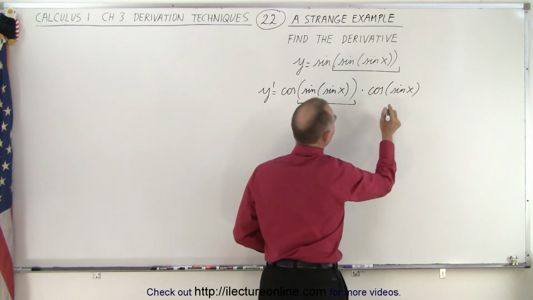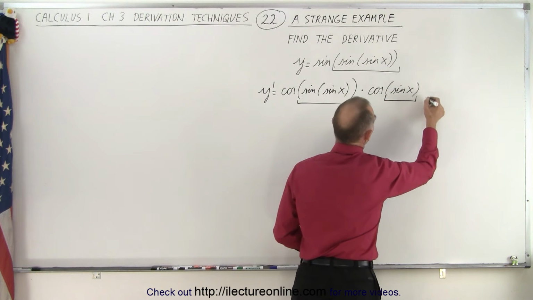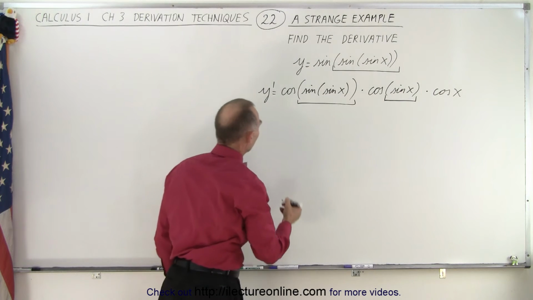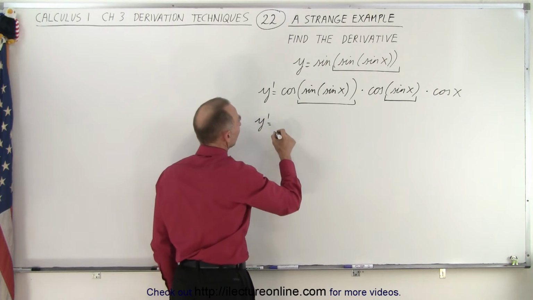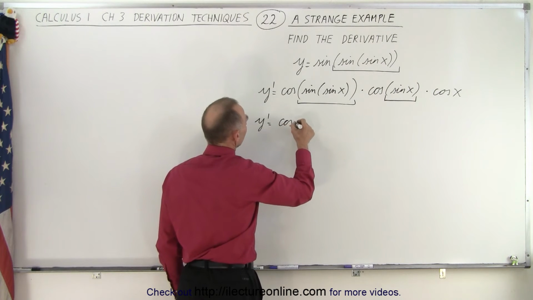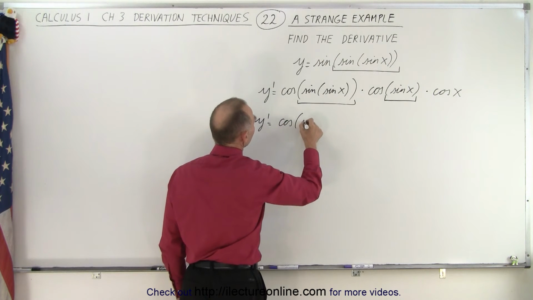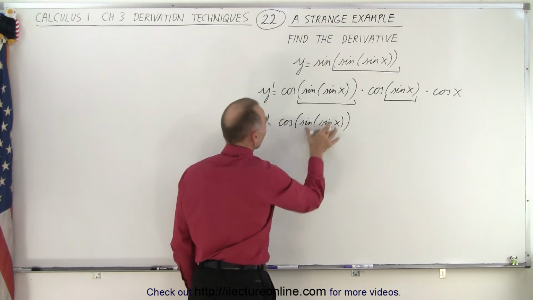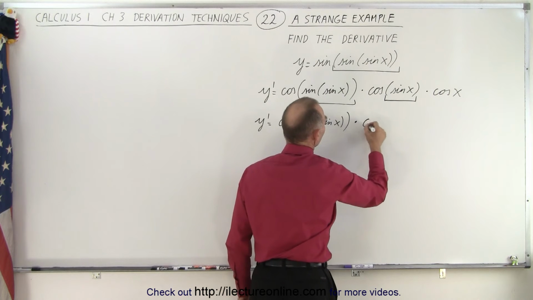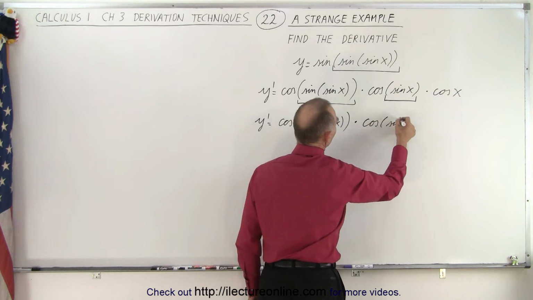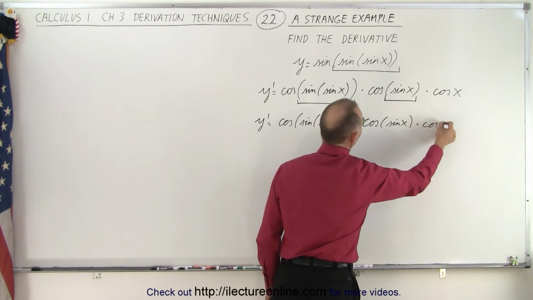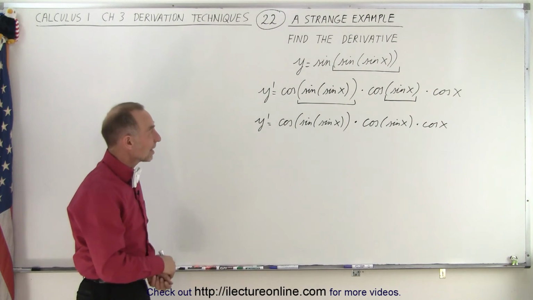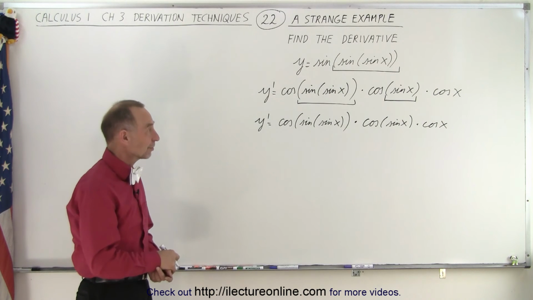And of course, then we need to find the derivative of this, and so it would be times the cosine of x. So essentially this becomes y prime equals the cosine of the sine of x. So that's the derivative of that, times the derivative of the cosine of the sine of x times the cosine of x. I guess I wrote the same thing, but I just wanted to look a little cleaner. That is indeed the derivative of our original function.